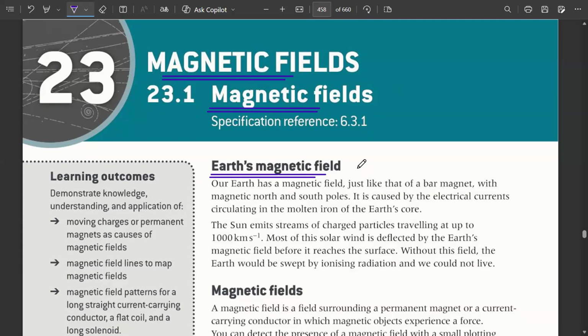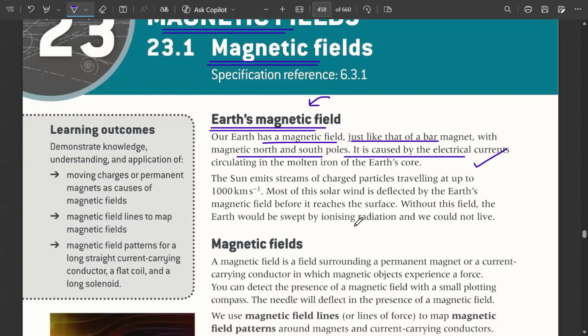Versus if we talk about a gravitational field, we are a part of a gravitational field as well because we, being a point mass, are experiencing a force of weight due to our gravity as well. Any magnetic field will be an area where an object is going to face magnetic force. Our Earth also has a magnetic field just like that of a bar magnet, where the magnetic north and south pole, and it is caused by electric current circulating in the molten iron of the Earth's core as well.